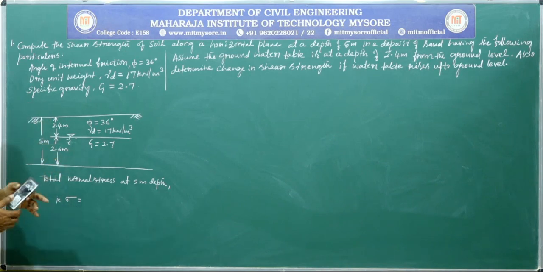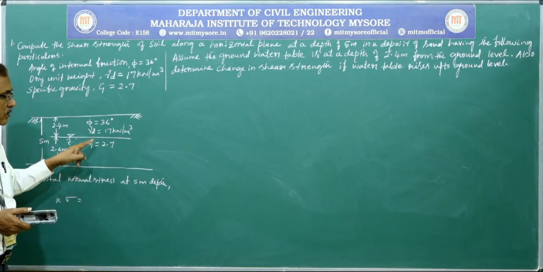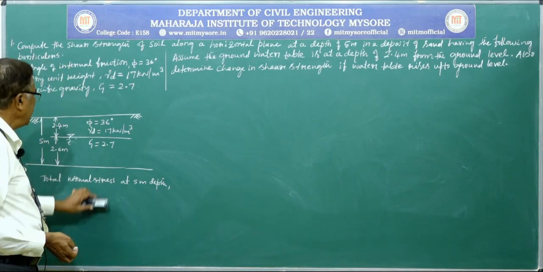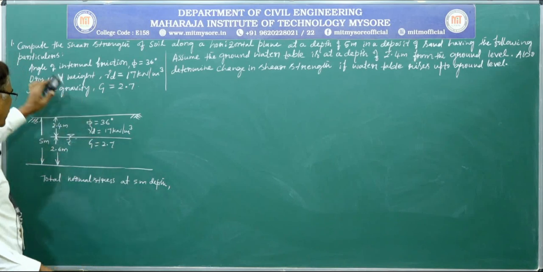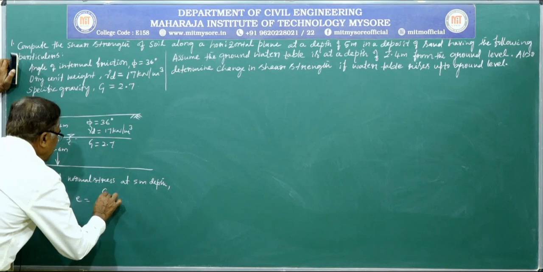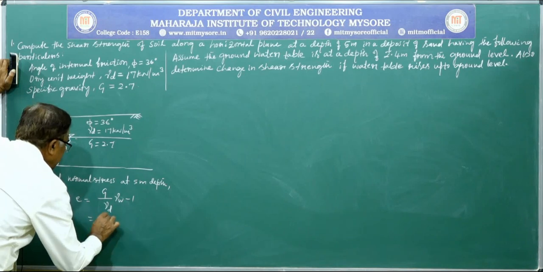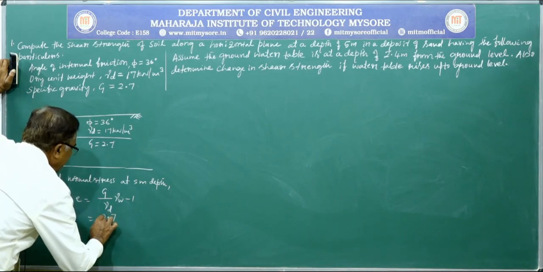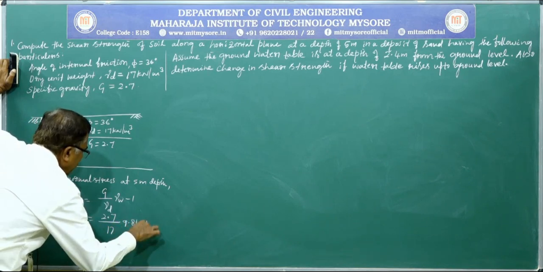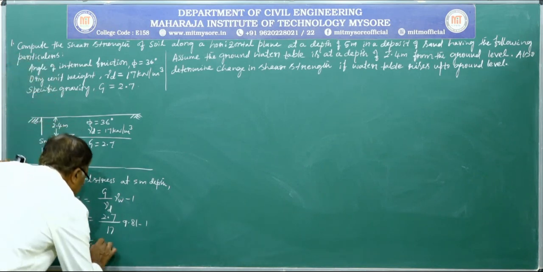To calculate saturated unit weight, we have G. We need to calculate the void ratio. So void ratio can be calculated by using the given G and gamma d. Void ratio e is equal to G divided by gamma d into gamma w minus 1, that is equal to 2.7 that divided by 17 into 9.81 minus 1. Solving we get void ratio is equal to 0.56.